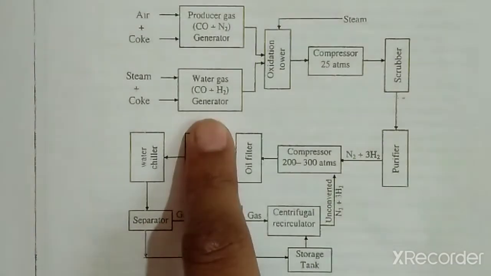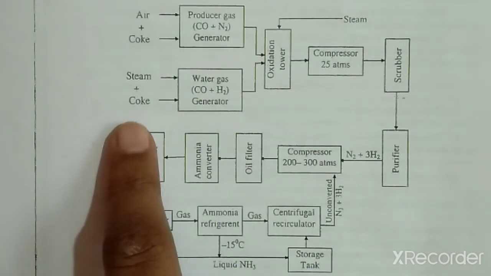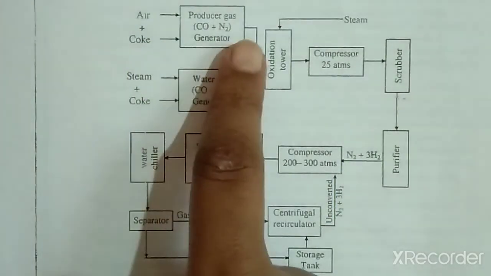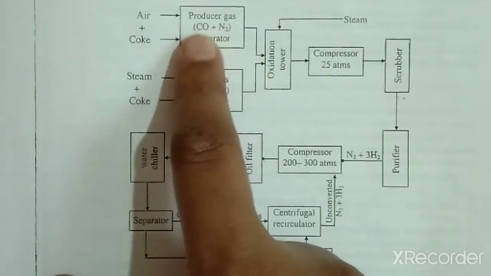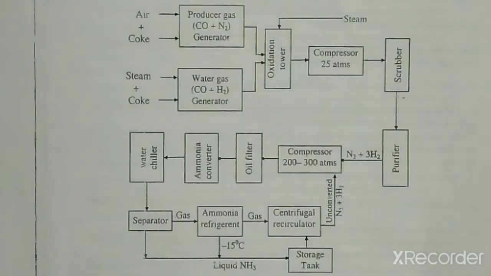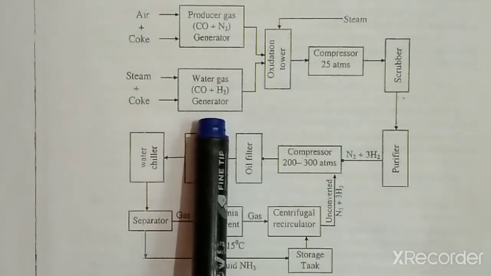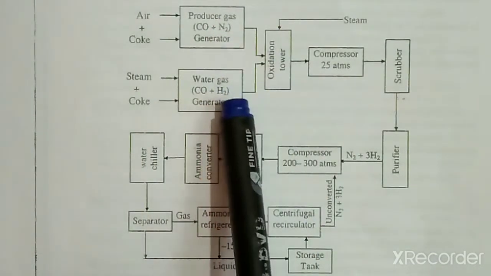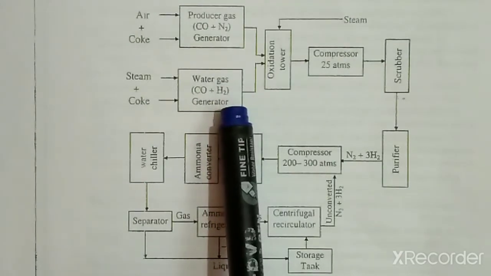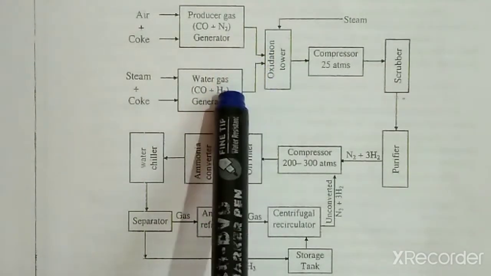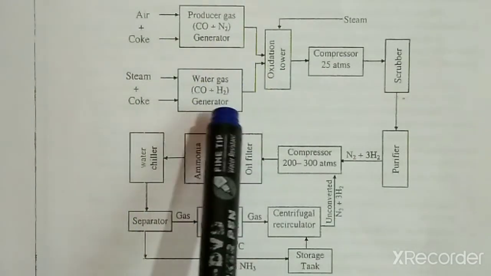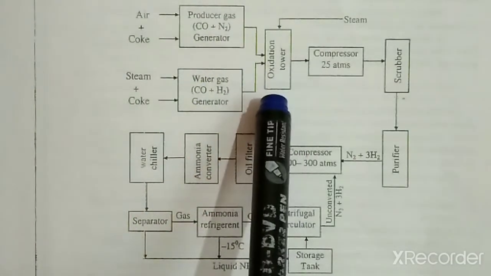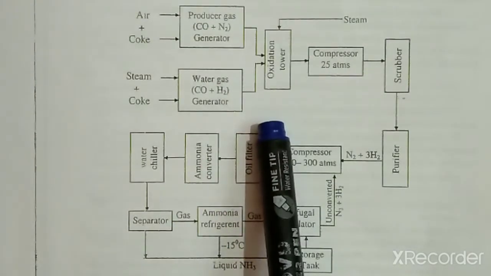The second is water gas, which is prepared by the reaction of steam and coke. Steam is water, and coke is carbon. The mixture of air and coke produces producer gas, a source of nitrogen, and the steam and coke mixture produces water gas, a source of hydrogen. When these two reactants, nitrogen and hydrogen, combine together, ammonia is formed. And this reaction takes place in the oxidation tower.